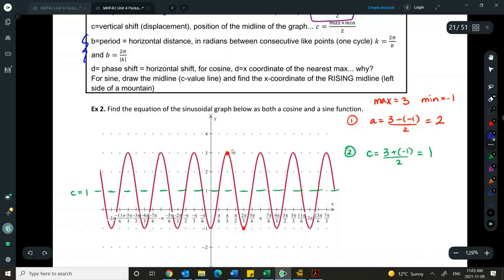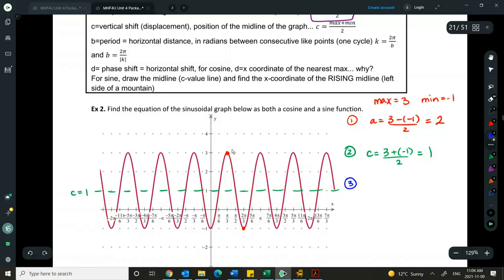Now we're going to use the period to help us find k. The period, which we usually denote as b, so if you see b, that means period. If b equals 2 pi over k, then if I rearrange the formula, k equals 2 pi over the period. Keaton, question? Why not p? I mean, you can do it as p if you want. It's fine with me.